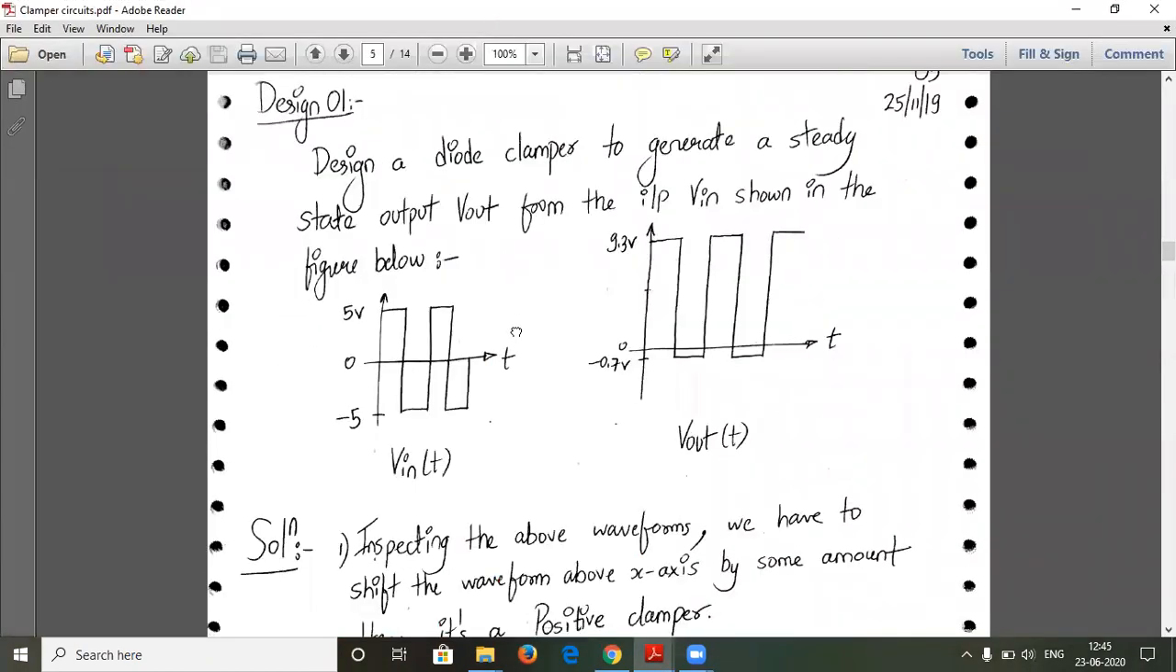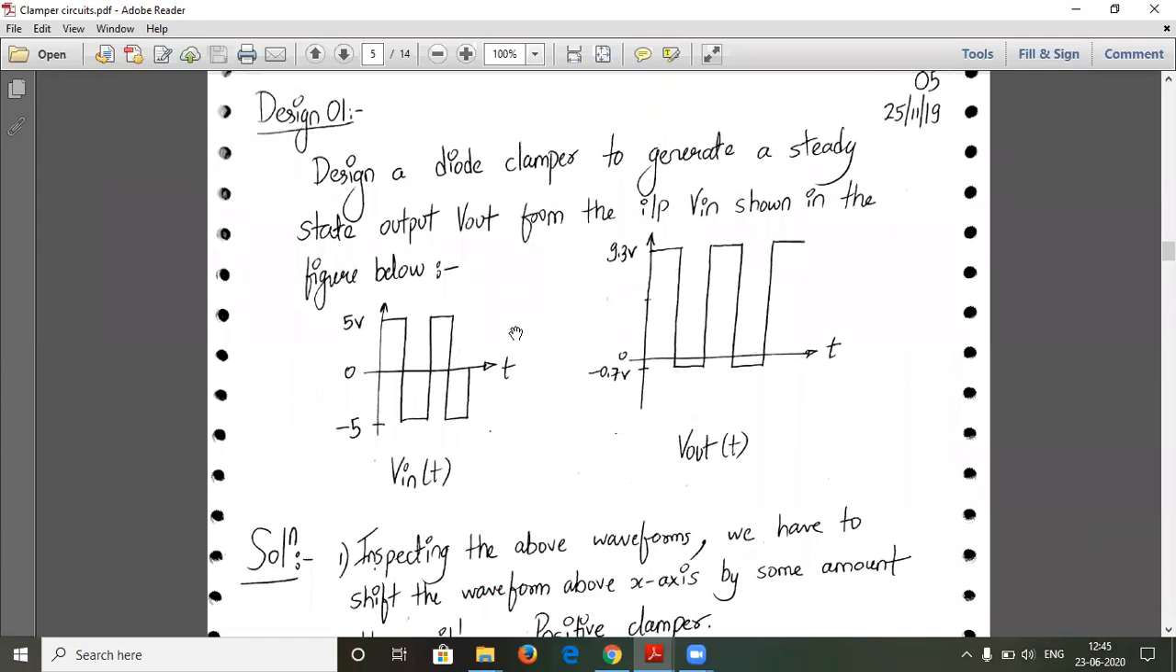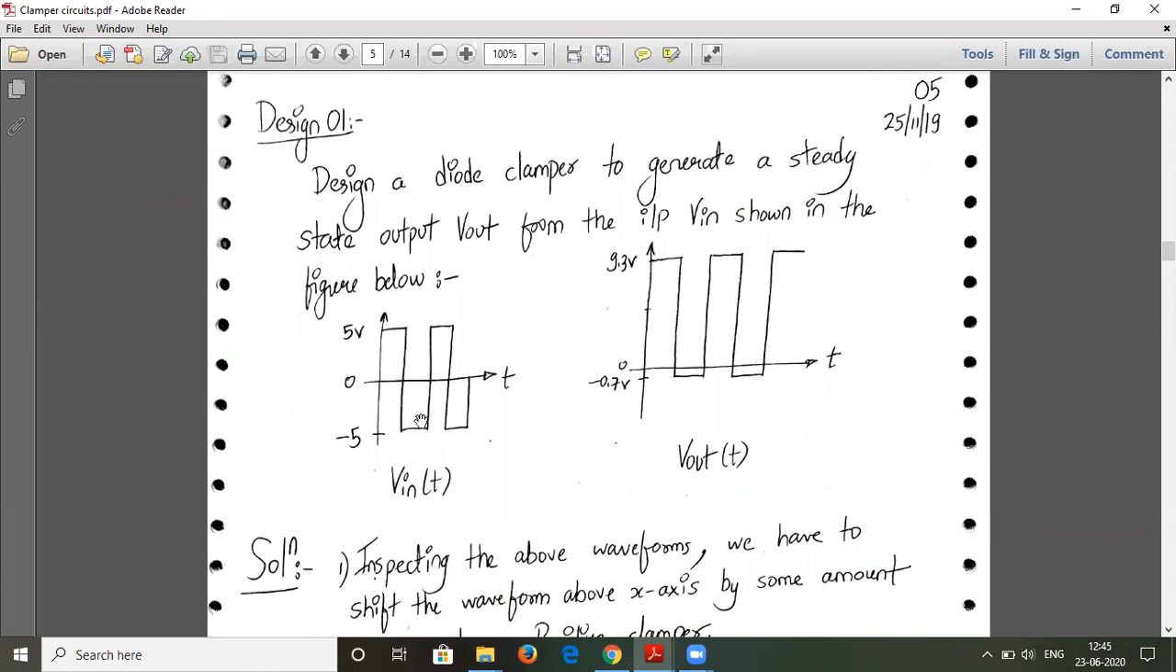A clamper circuit is a circuit consisting of a diode, a capacitor and a resistor, which will do something like this. If you have an input waveform like this, it will shift the entire input waveform above or below by a DC shift. So basically, the wave shape of the output will remain intact. The only thing is, its DC level will shift up or down.